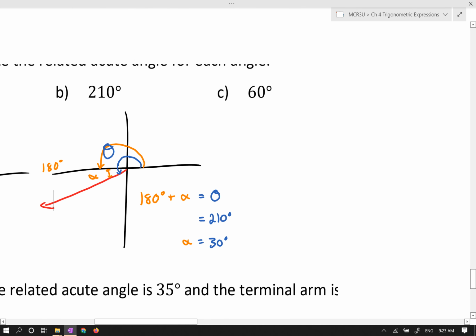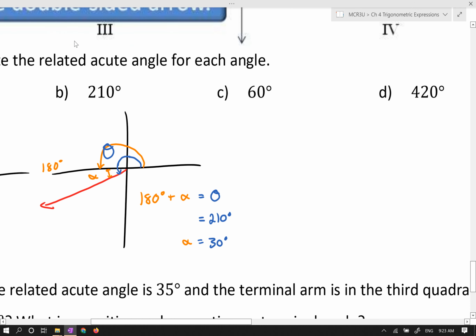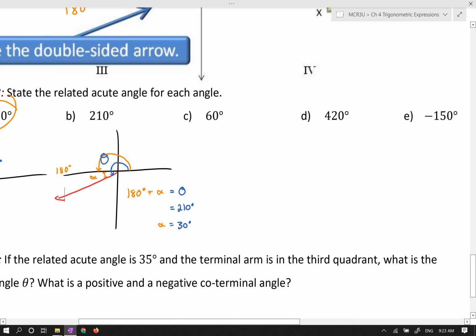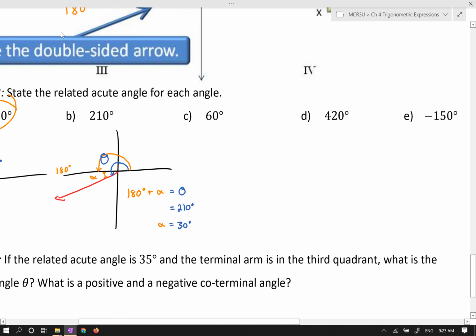All right, we'll go over one more example together in here, and then I'll leave you with D and E on your own. I'll ask you to try those out. But first, we'll work with 60 degrees.